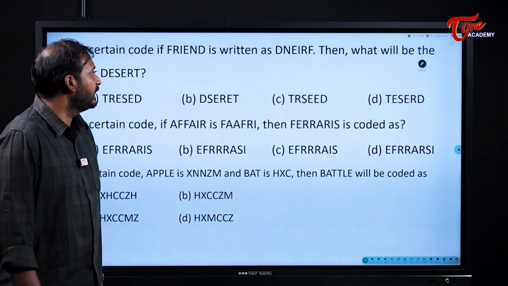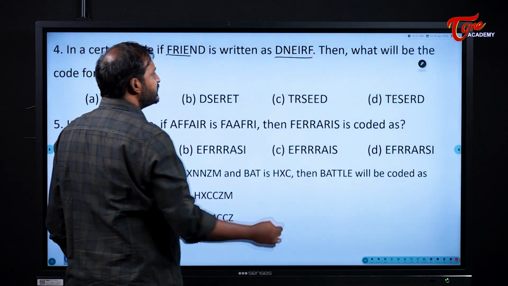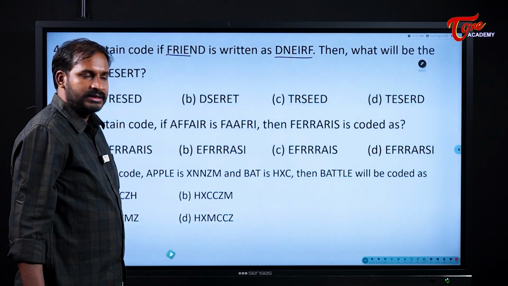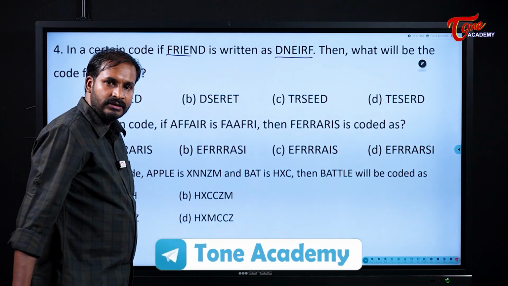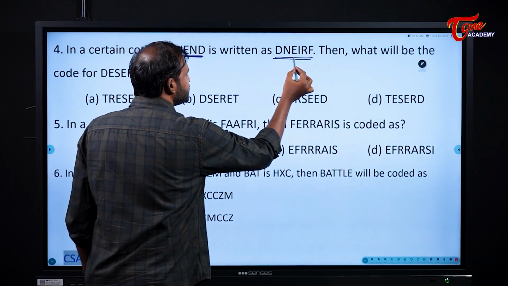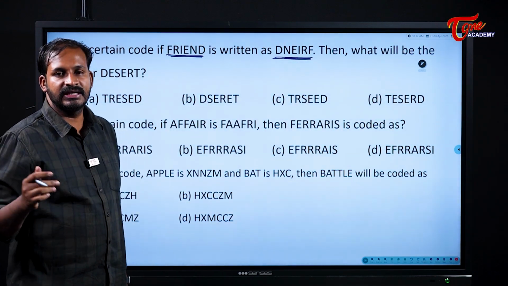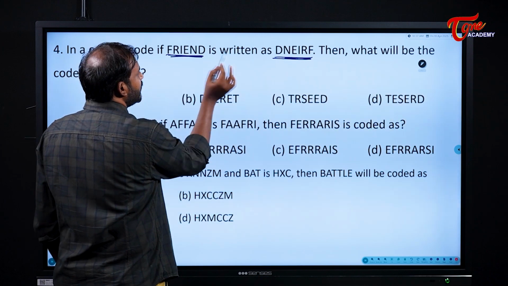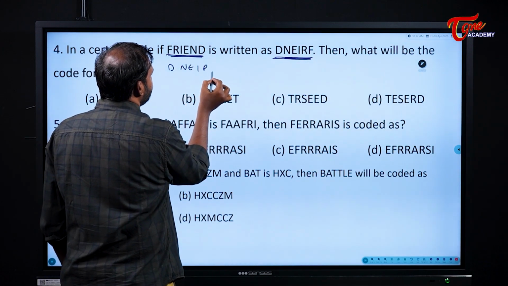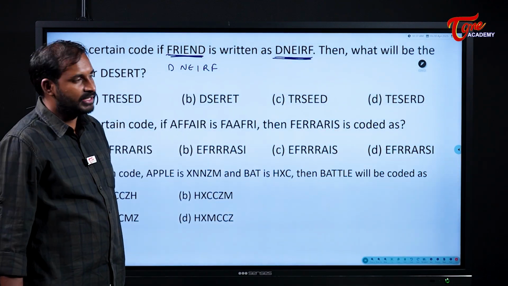Next one. In a certain code, if FRIEND is written as DN... Now please observe here, students. This is my word and this is my code. If you observe carefully, whatever letters are there in my word, the same letters are there in the code, right? So that means shuffling has happened. So simply think in a shuffling manner. How? For FRIEND, I will write one above the other: D, N, E, I, R, F. What happened here? It is simply written in reverse order.